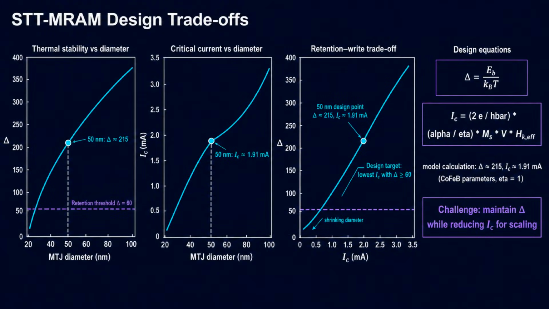STT-MRAM design involves fundamental trade-offs. Thermal stability factor delta must exceed 60 for 10-year retention. However, increasing delta requires a larger MTJ diameter, and that raises the critical current and the write power. The two requirements pull in the same direction, which is what makes scaling hard. The challenge is maintaining sufficient delta while reducing size and current. At 50 nanometer diameter, typical designs achieve delta around 70, with critical current around 50 microamps.